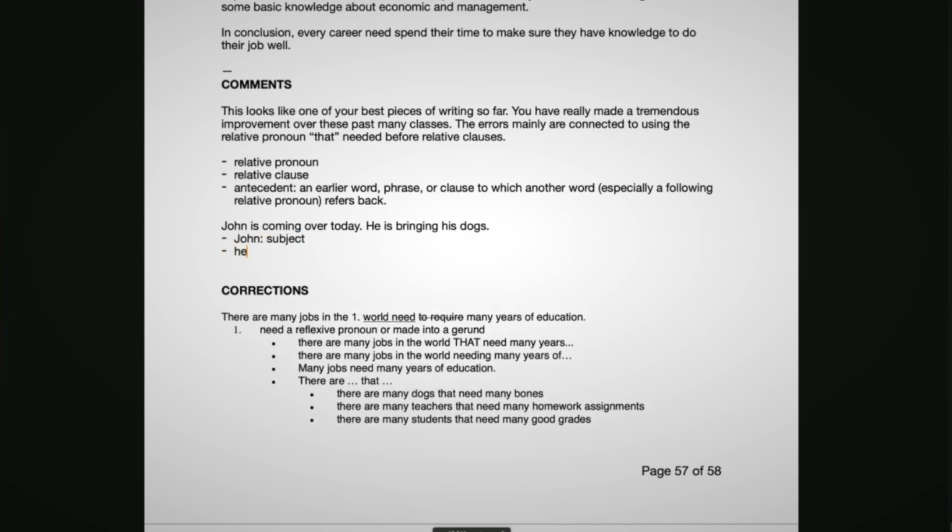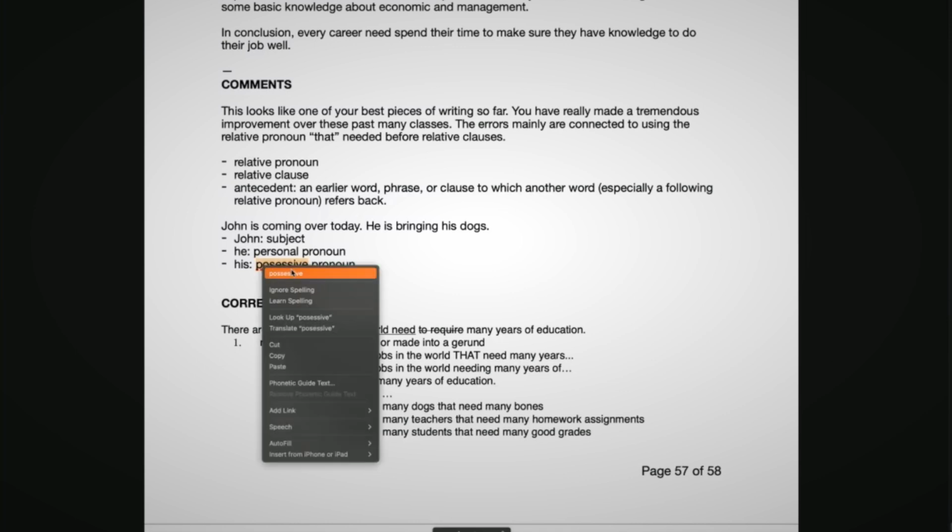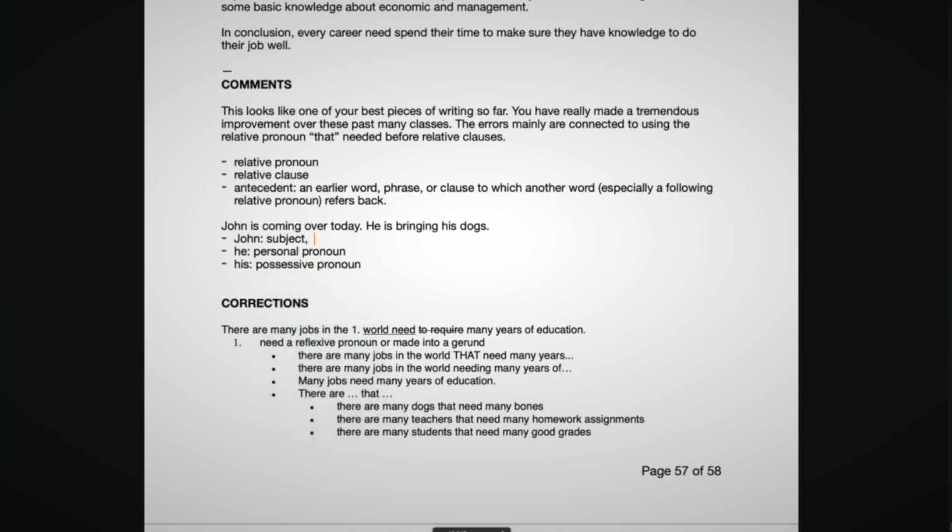He is the personal pronoun. His is the possessive pronoun. John is the subject and the antecedent. So he is the pronoun and John is the antecedent. He refers to John. Antecedent means an earlier word or clause to which another word refers back.